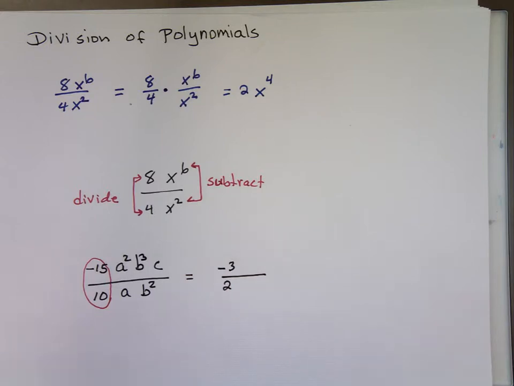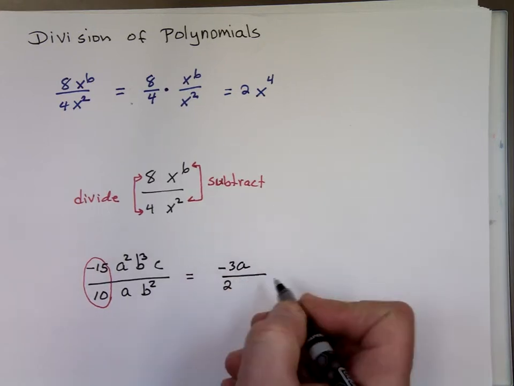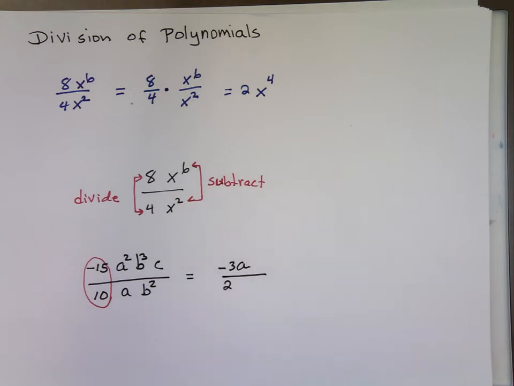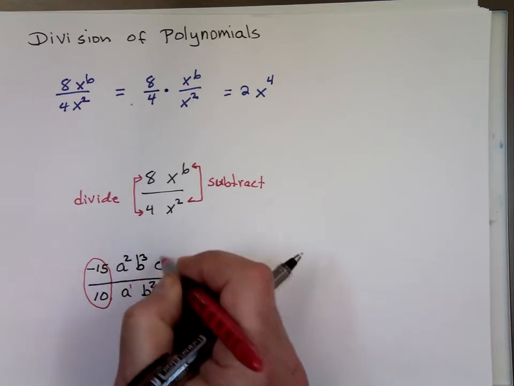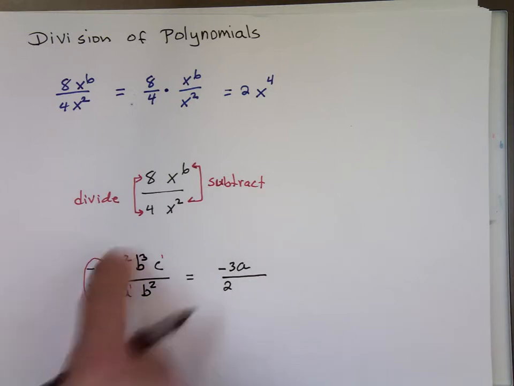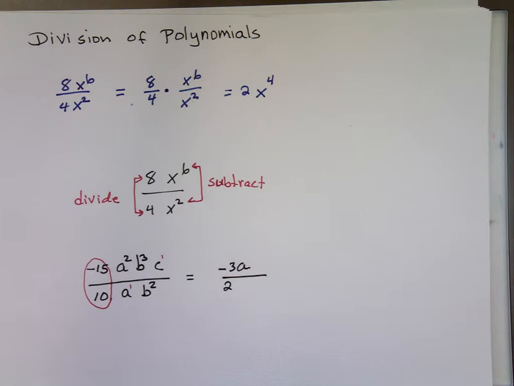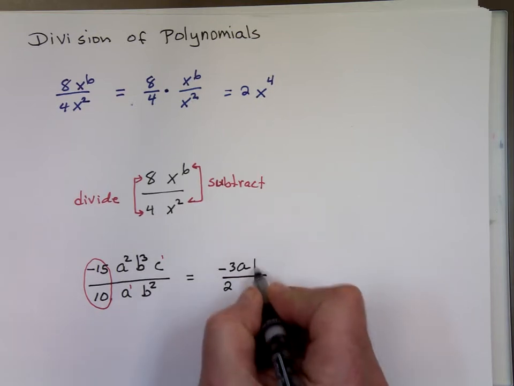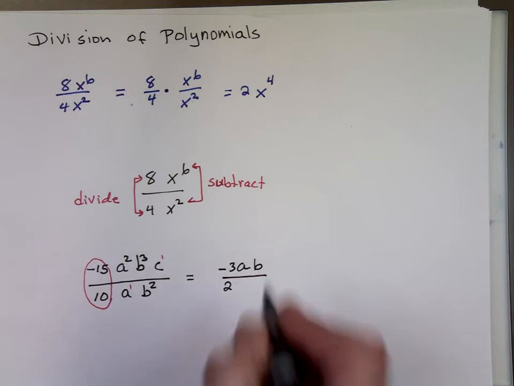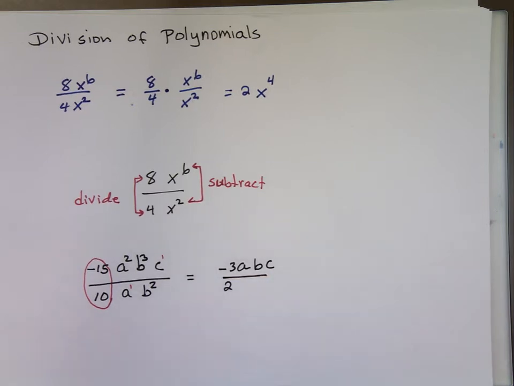Let's look at the a's. A to what power? 1. Because 2 minus 1 is 1. We subtract them. B to what power? 1. We just don't put the 1 if it's 1. And c to what power? 1. If there's no power, it's always a 1.